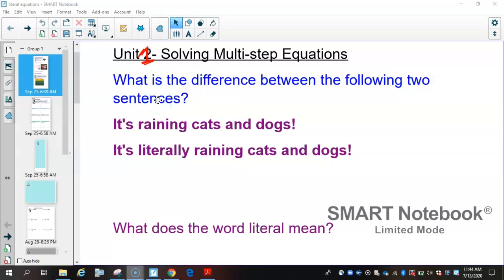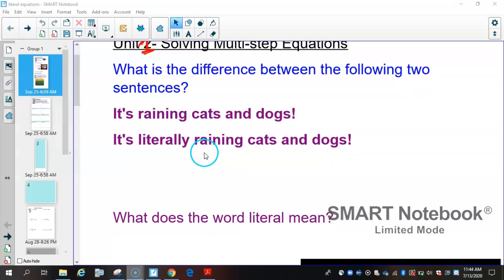What's the difference between the following two sentences? It's raining cats and dogs. It's literally raining cats and dogs. Hopefully you're thinking it's raining cats and dogs means it's raining really hard. It's a figure of speech. It's literally raining cats and dogs. That literally means there are cats and dogs falling from the sky, which won't happen.